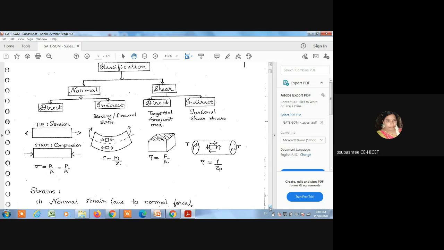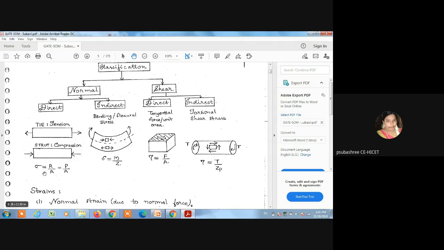Listen here. A flexural member should have the direct and indirect stress, bending stress and flexural stress. Then what are the flexural members in building components? Beam and slab are also called flexural members. So how to determine the bending stress? F is equal to M divided by Z, where M is the moment and Z is the section modulus.